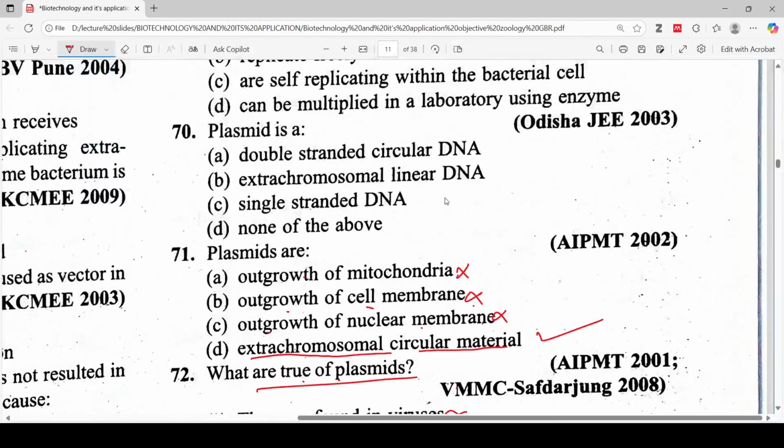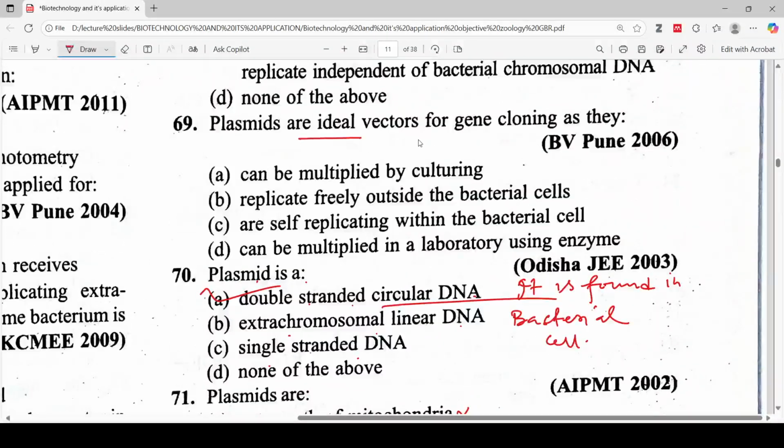Next question, again from plasmid. Plasmid is a double stranded circular DNA, extra chromosomal linear DNA, single stranded DNA, or none of the above. So the correct answer here is option A, double stranded circular DNA, and it is found in bacterial cells.